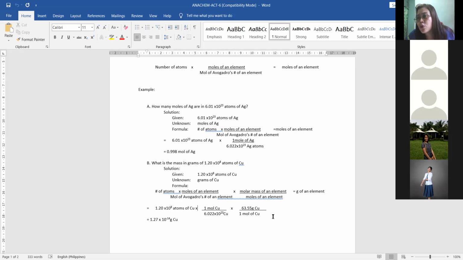The remaining unit should be what is asked in the problem. If it is not the remaining unit, there is something wrong with the arrangement of your computation. Here, grams is what is asked, so definitely grams should remain. So multiply the numerators first before you divide.